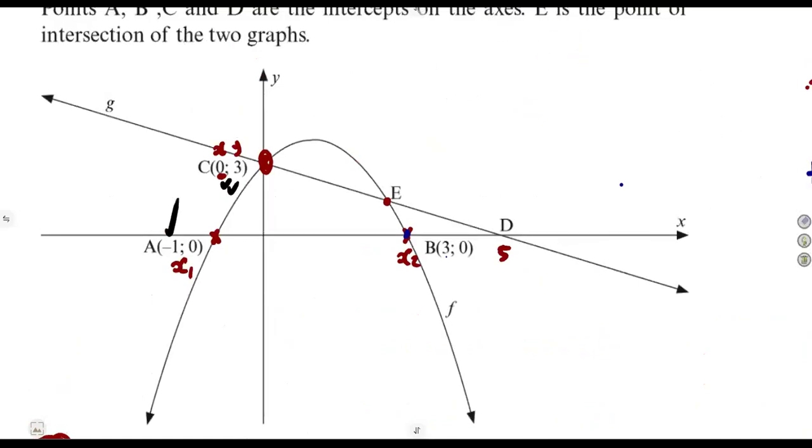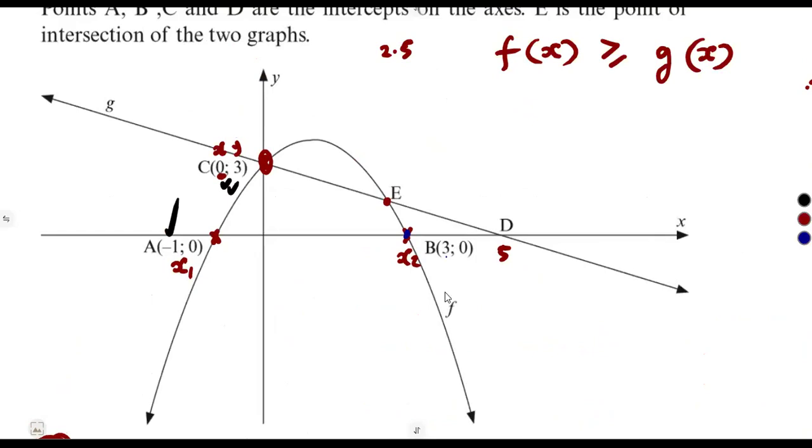I want you to see something so that you understand each other. So 2.5, we are told that f of x is supposed to be greater than or equal to g of x. Whenever you're given two functions already drawn like that, you have to just compare them. The first one is bigger than the other one. It means the first one is on top of the second one. So it's on top of what? It's on top of g of x.